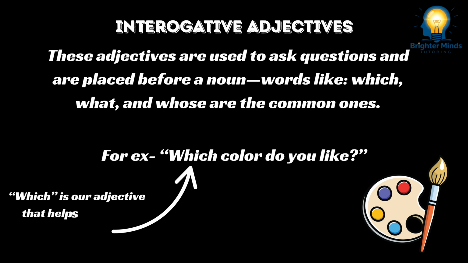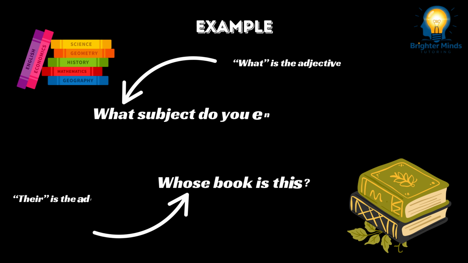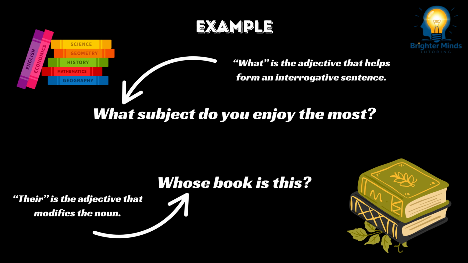Moving on, we have interrogative adjectives. These are used to ask questions and are placed before nouns. The main interrogative adjectives are which, what, and whose. For example, which color do you like? What subject do you enjoy the most? And whose book is this? These adjectives help us gather specific information about nouns in a question.